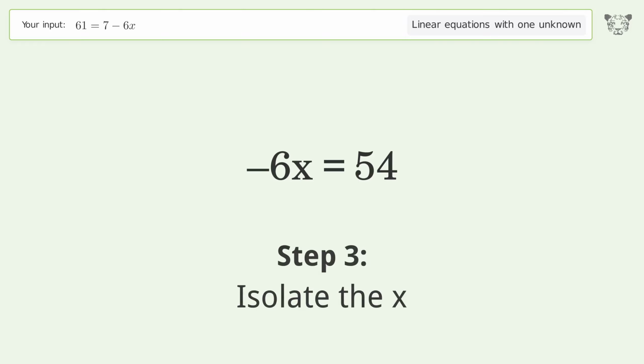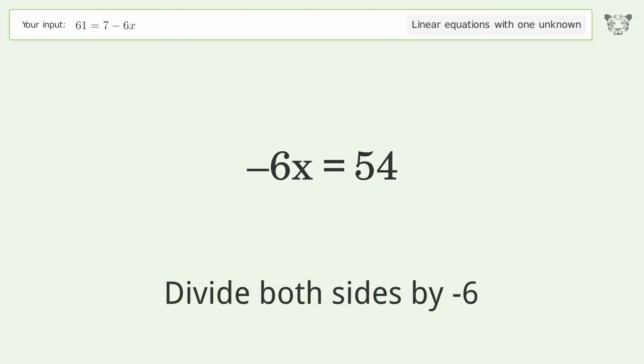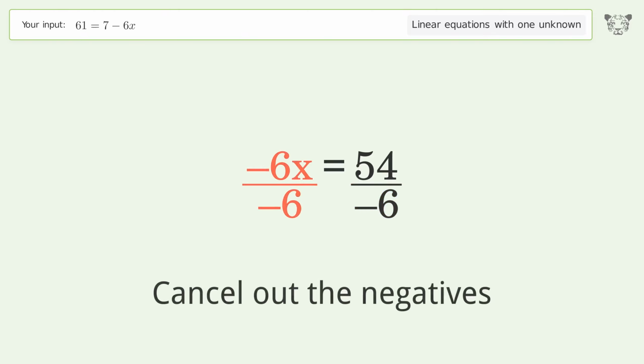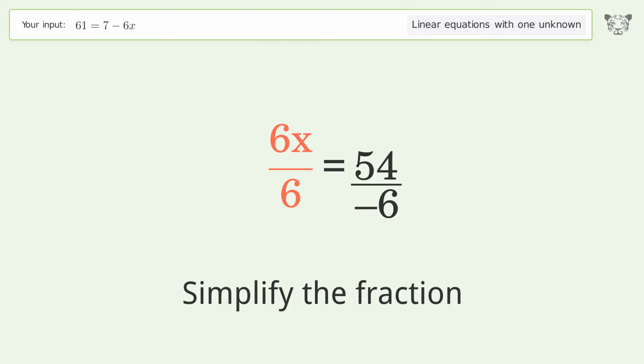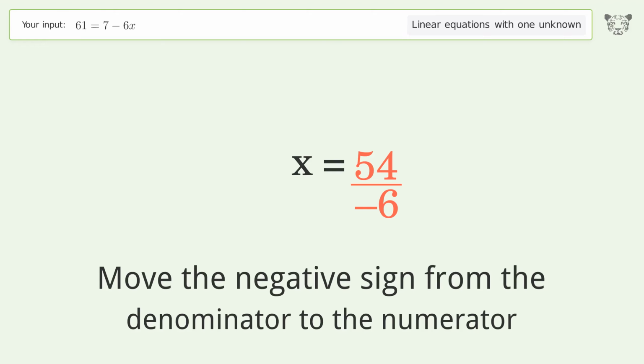Isolate the x. Divide both sides by -6. Cancel out the negatives. Simplify the fraction. Move the negative sign from the denominator to the numerator.